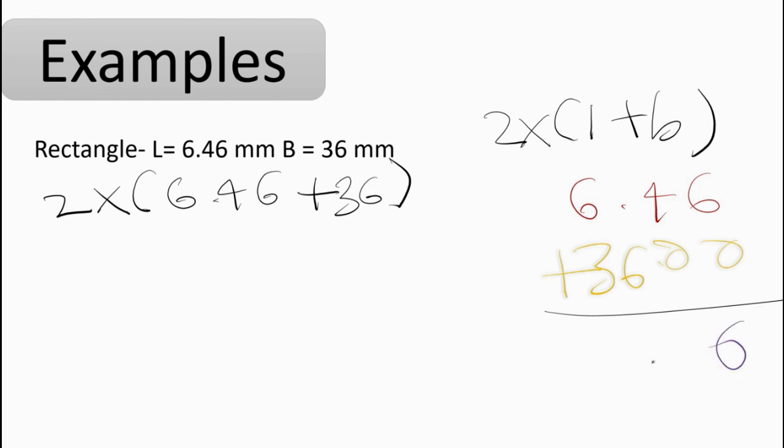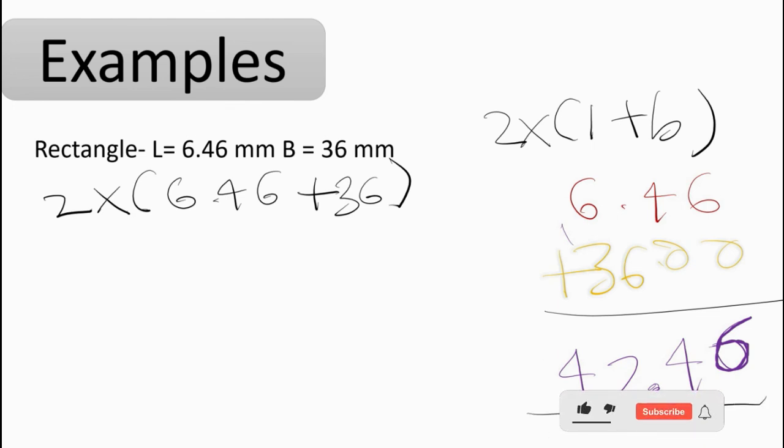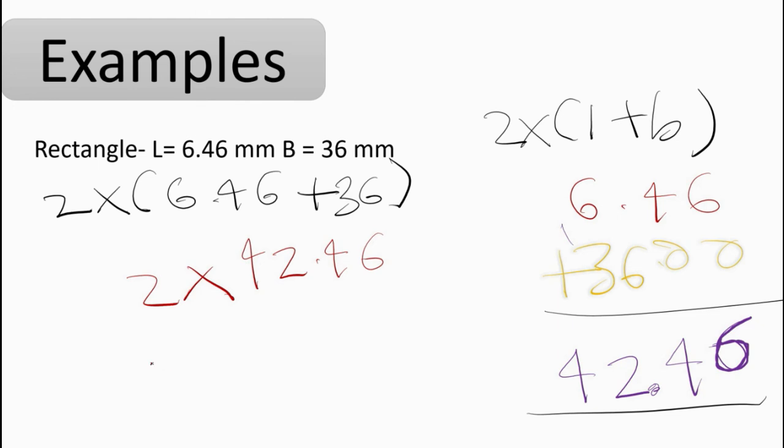Okay, 0 plus 6 is 6, 0 plus 4 is 4. I'm going to just correct that 6. Yeah, that's much better. 6 plus 6 is, let's keep this point first. So 6 plus 6 is 12, 2, 1 carry, and 1 plus 3 is 4. So our answer is 42.46. Okay, so we got our addition answer. So our addition answer is equal to 42.46. Now we have to multiply this by 2.